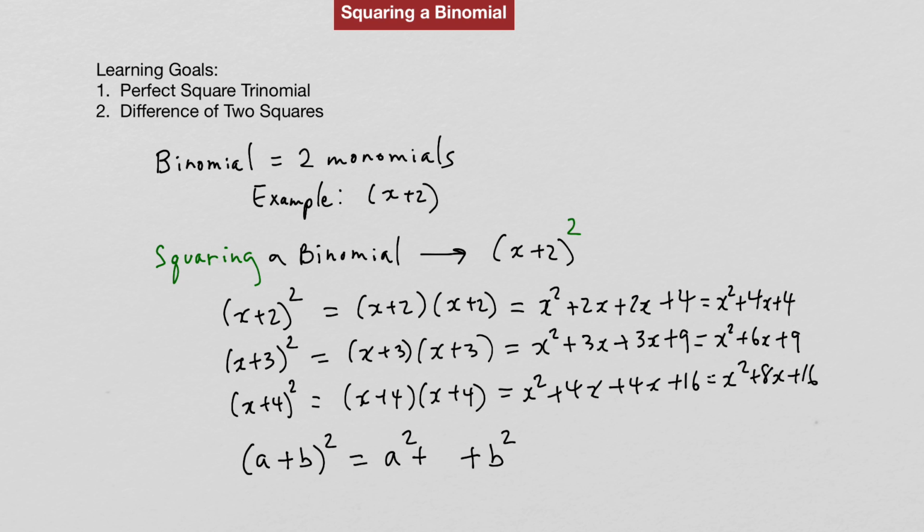And we said earlier that if we multiply a and b together and double it, then we have the middle term, right? So this 2 times x, that's a and b, and if we double that, we get 4x. Same thing with 3 and x. If we multiply together and double that, we get 6x. Therefore, the middle term would be 2ab.